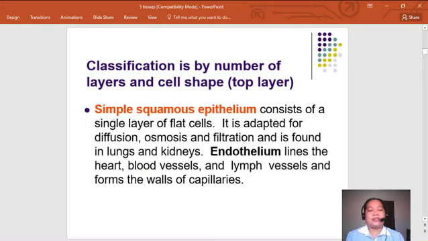For example, simple squamous epithelial tissue. Simple squamous consists of a single layer of cells. The shape is flat, which is why it is called squamous. It is adapted to diffusion, osmosis, and filtration, and is found mainly in the lungs and kidneys. Endothelium lines the heart and blood vessels, and is also found in the lymph vessels and forms the walls of the capillaries.